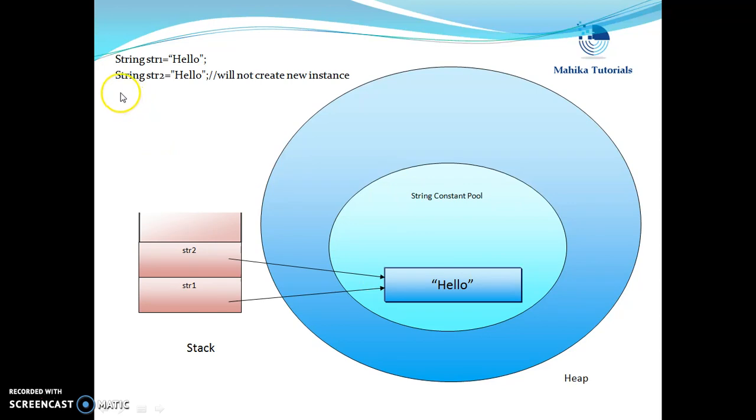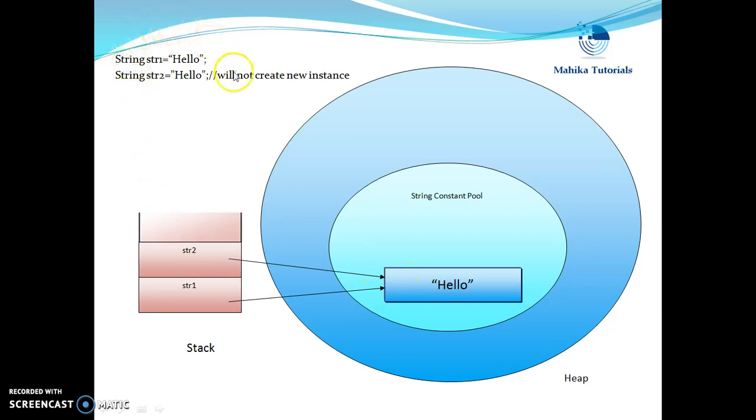Now suppose later on we create another string str2, which is again having the same content hello. Now what will happen? Reference variable str2 will go to stack. Now JVM will start searching SCP to check whether it contains an object with the value hello. Since hello is already there, which was created initially when we created the string str1, no new object will be created by JVM. This str2 will refer to the same object.